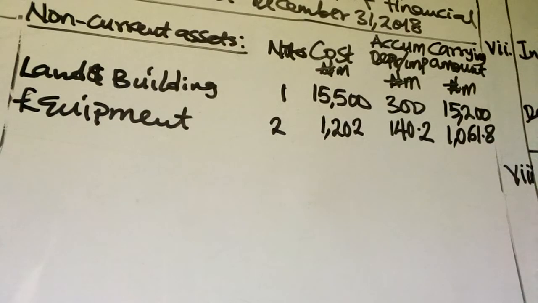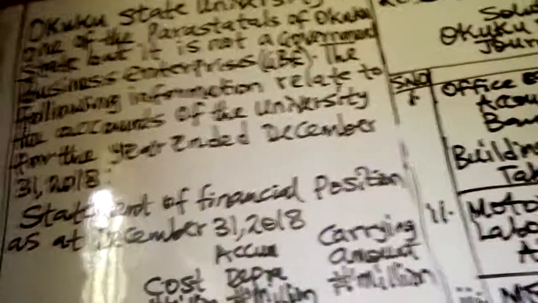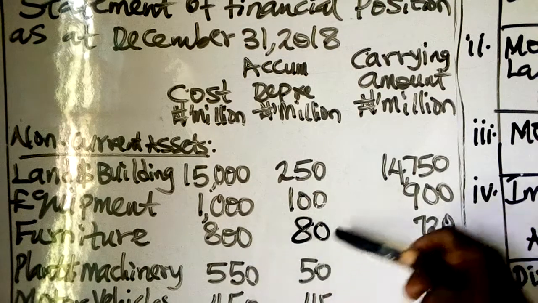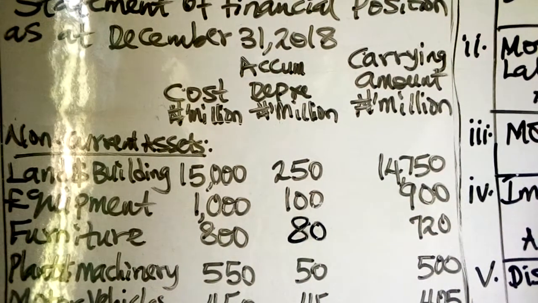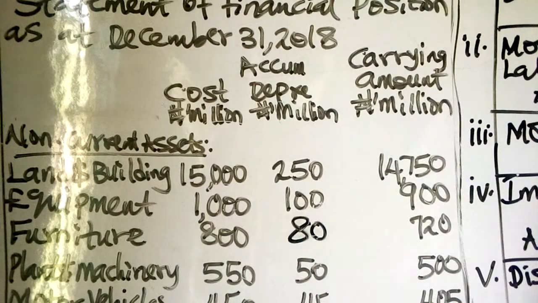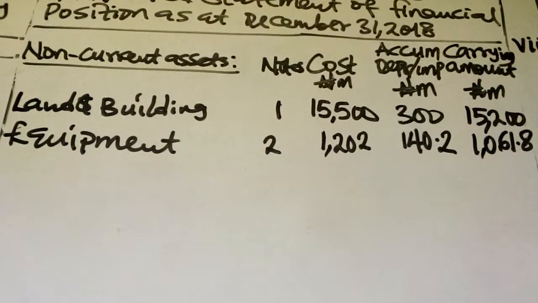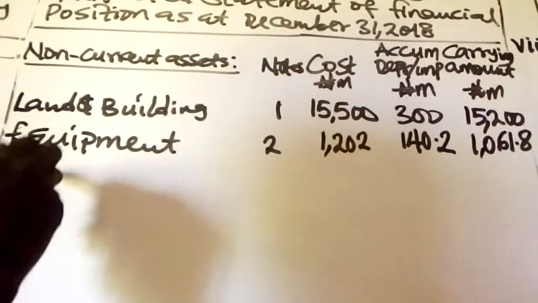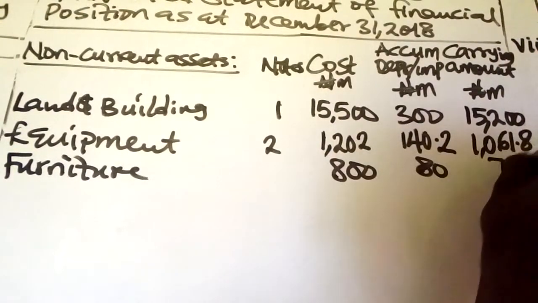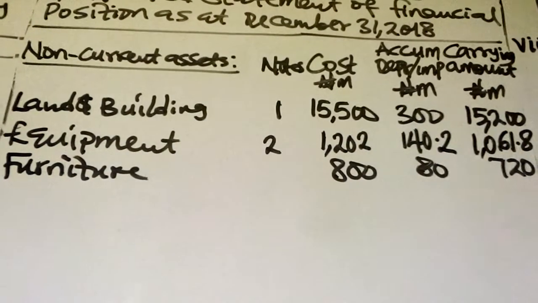So then we go to our unadjusted statement of financial position. The next non-current asset is furniture, 800, and depreciation of 80. Furniture has no adjustment, so we just write the amount involved directly. Cost 800, accumulated depreciation 80, carrying amount 720. So furniture: $800, $80, and $720.